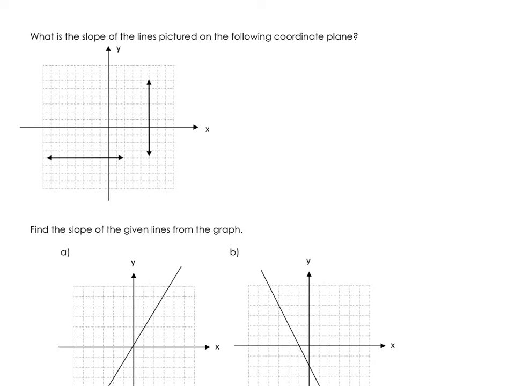What is the slope of the lines pictured in the following coordinate plane? Our first line is a vertical line.